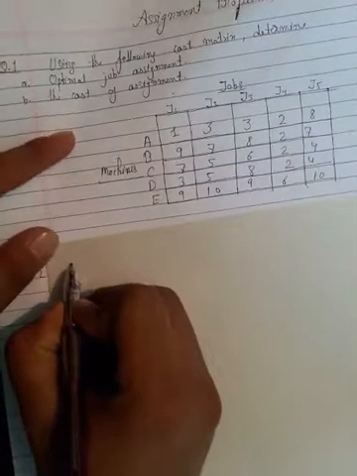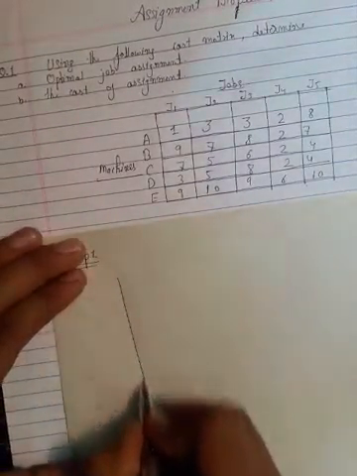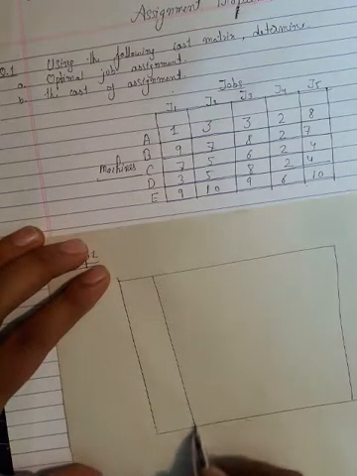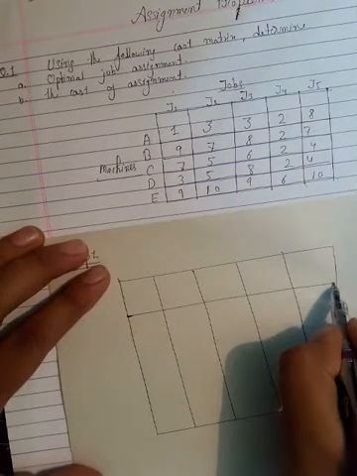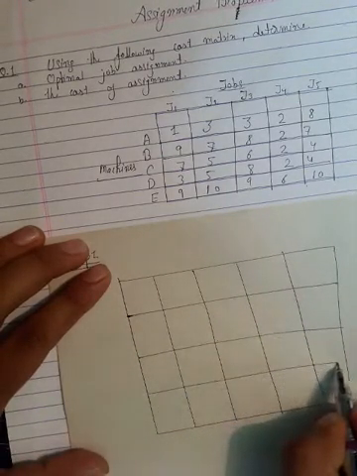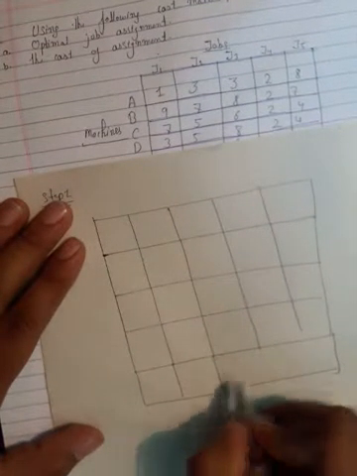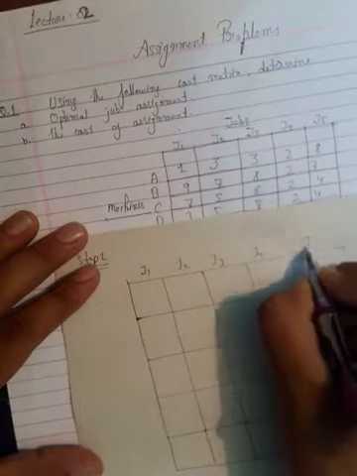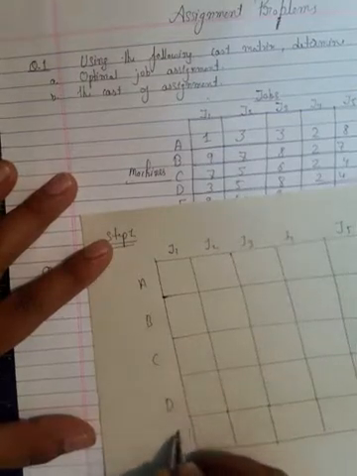So step one, write the matrix as it is. And here we are seeing that the number of rows is equal to the number of columns, so it is a balanced type assignment problem. So write the job numbers J1, J2, J3, J4, J5 and machine numbers A, B, C, D and E.